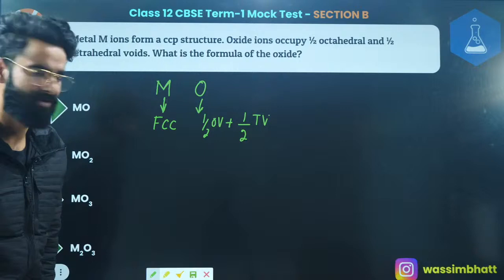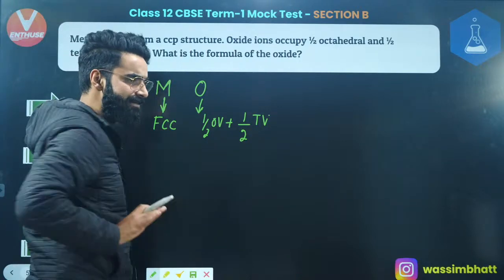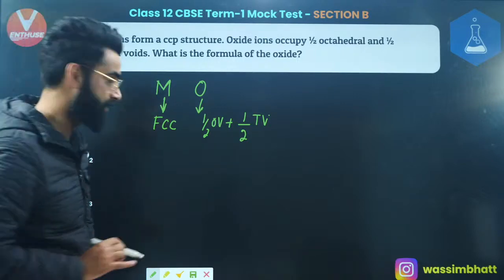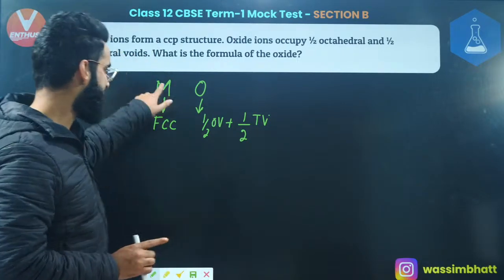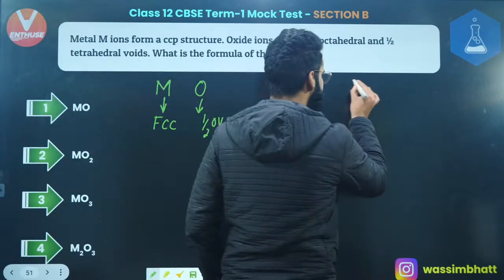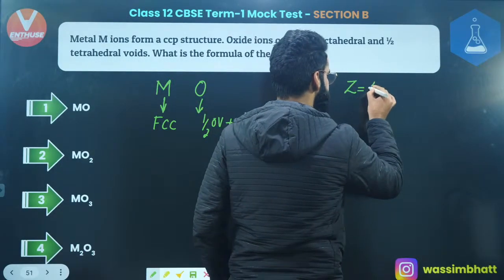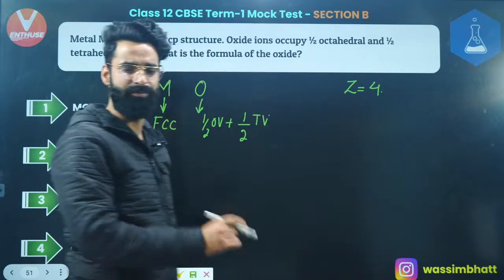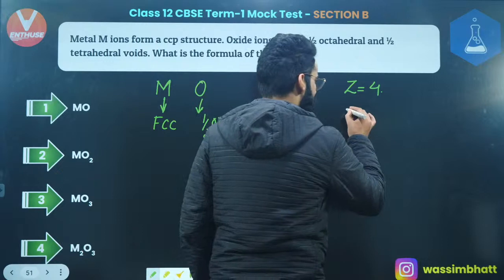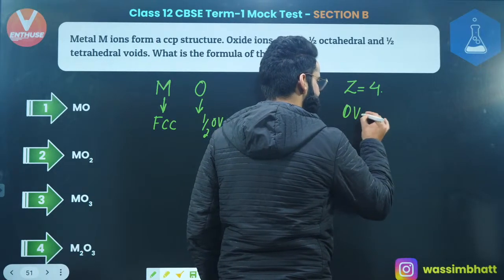It's very simple. The metal ions form an FCC, face-centered cubic unit cell, in which the metal ions will be present at the corners and at the face centers. If you remember, what is the value of Z for FCC? That's 4. I hope you know that. Effective number of particles in FCC, the rank of the face-centered cubic unit cell, is 4. So how many total octahedral voids will be there?